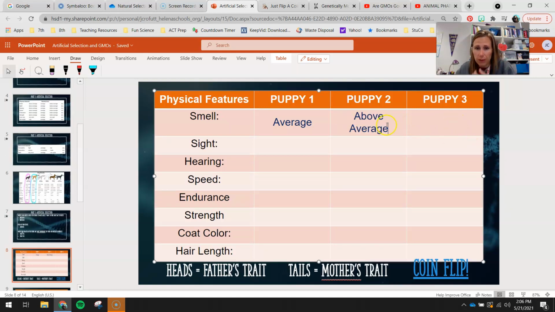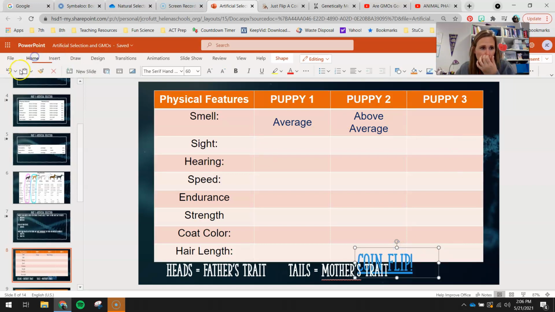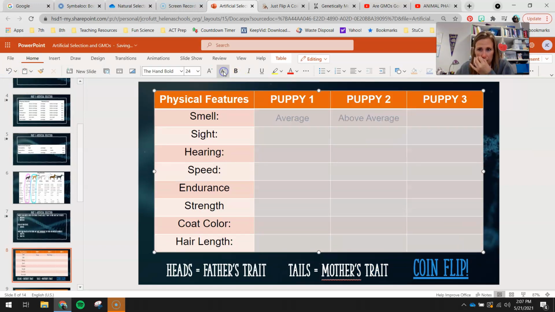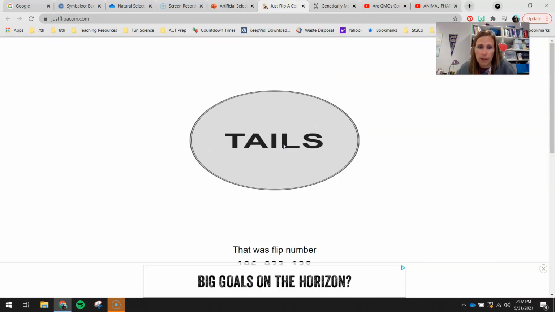And then puppy 3, you'll flip the coin a 3rd time. I'm going to make these a little bit smaller for you.